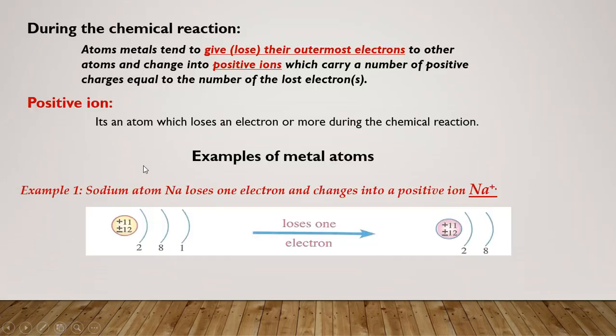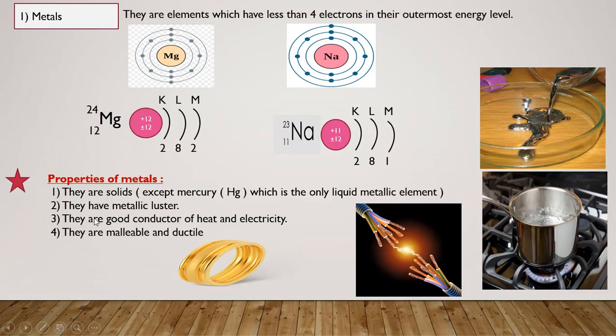What are the properties of metals? The properties of metals are 4 main properties. First, all of the metals are solid except mercury, which is the only liquid metallic element. All of the metals have metallic luster. All of the metals are good conductors of heat and electricity, and they are malleable and ductile.